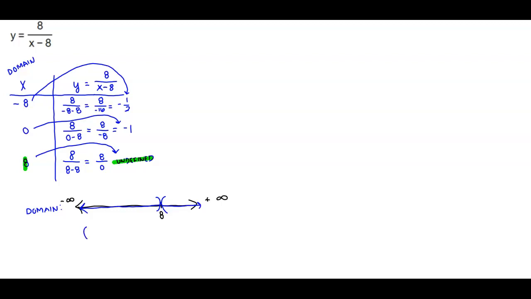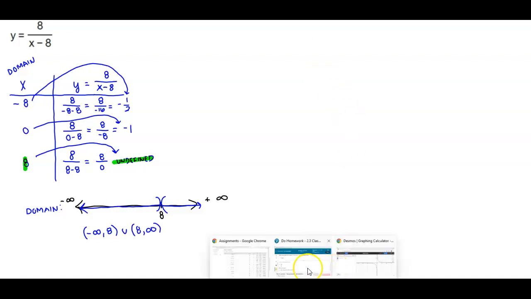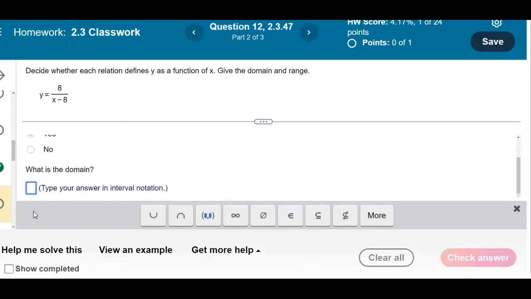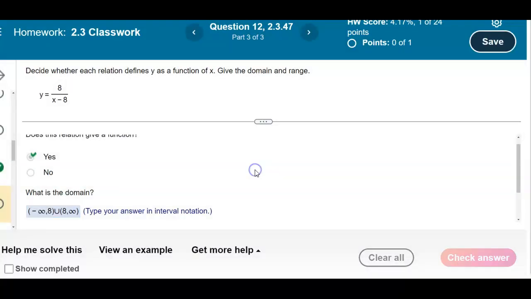So the domain is going to be negative infinity to 8. The parenthesis tells us that we can't include it. Union, and then we start at positive 8 and go towards positive infinity. So let's go ahead and check our result to make sure that works. We have parenthesis negative infinity, comma 8, union, parenthesis 8, comma positive infinity. Let's check our answer, and there is our result.